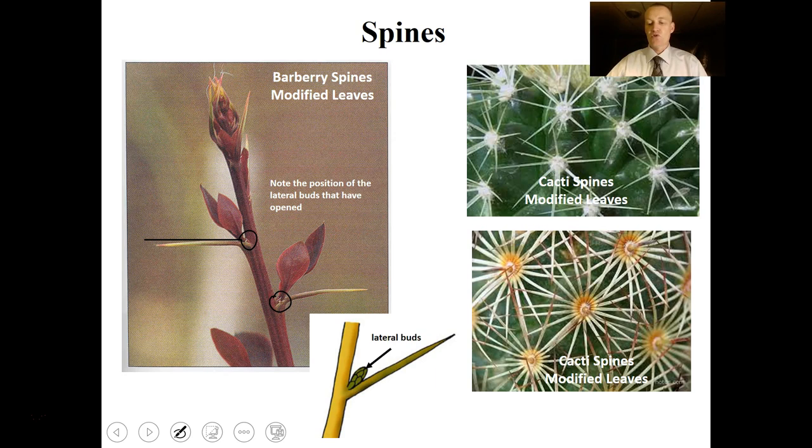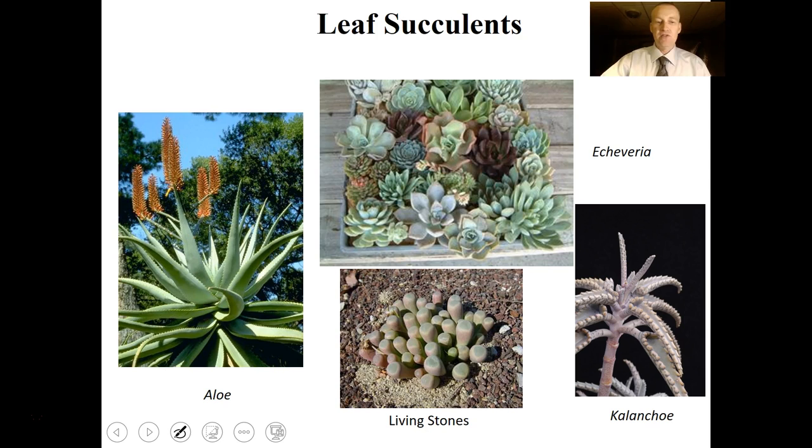Here are some leaf succulents. So we have aloe and things like living stones and other kinds of plants you would see at Lowe's or at Walmart that you can buy and put in your house. So these are storing water.